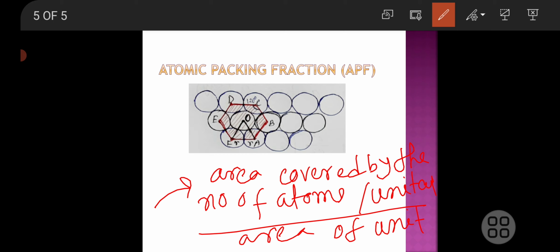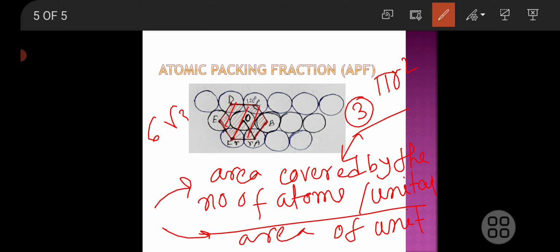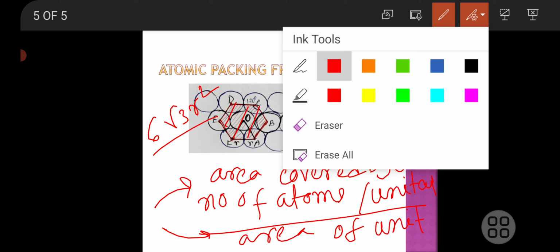So what is the area covered by the number of atoms per unit cell? The number of atoms per unit cell is 3. If the area of a single atom is pi r square, then the numerator should be 3 pi r square. And what is the area of the unit cell? We have just found out, it is 6 root 3 r square. Okay, so then we will use these two things and easily we can get the atomic packing fraction.